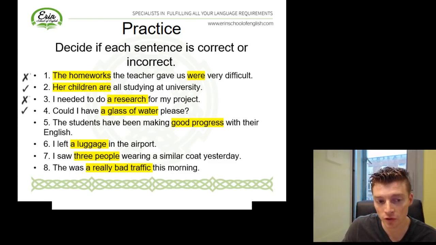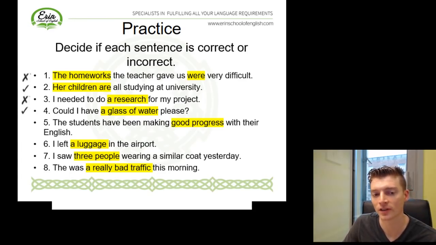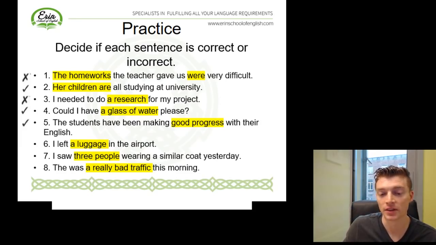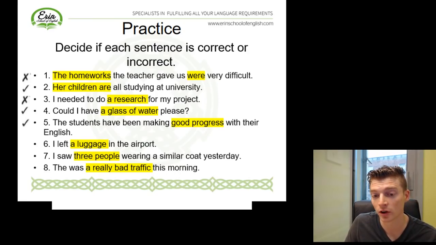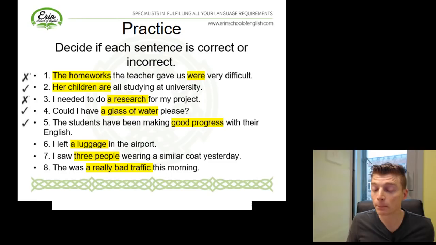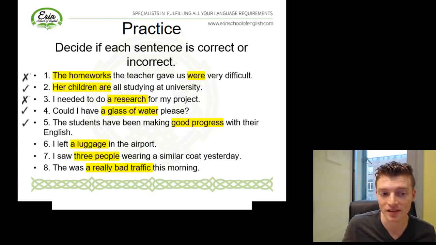Number 5, the students have been making good progress with their English. Now, progress, it's another example of an uncountable noun. Therefore, we cannot use a or an. As a result, this sentence is correct. If we said the students have been making a good progress, it is grammatically incorrect. Number 6, I left a luggage in the airport. So you might remember luggage is also an uncountable noun, but if we want to talk about an individual piece of luggage in the singular form, we can use the phrase a piece of luggage.